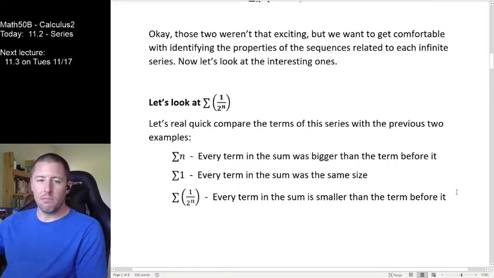So when we're looking at this sum, the sum of 1 over 2 to the n right here, kind of what I'm noticing comparing it to our three sums that we've seen so far now is that in the sum of n, every term in the sum was bigger than the term before that.